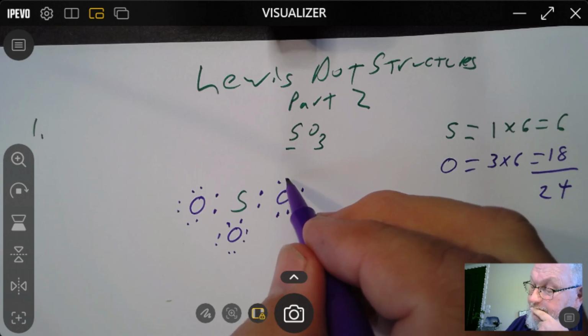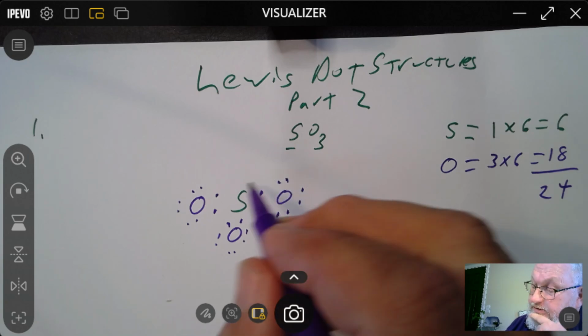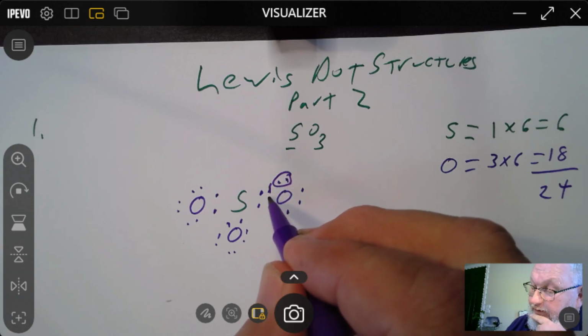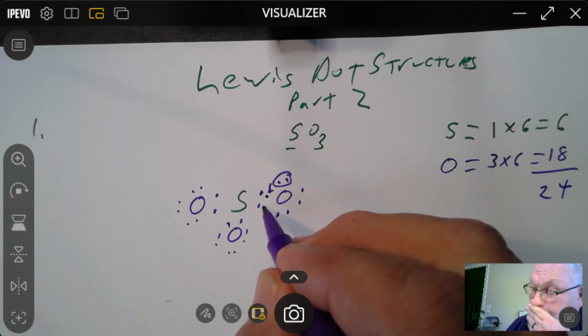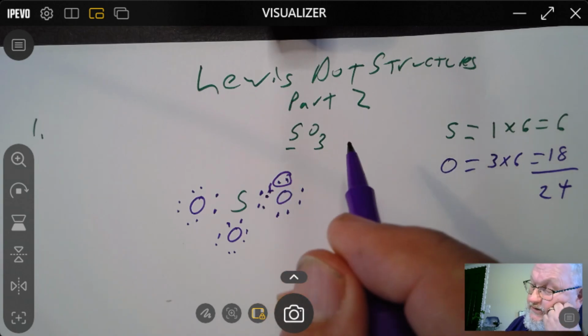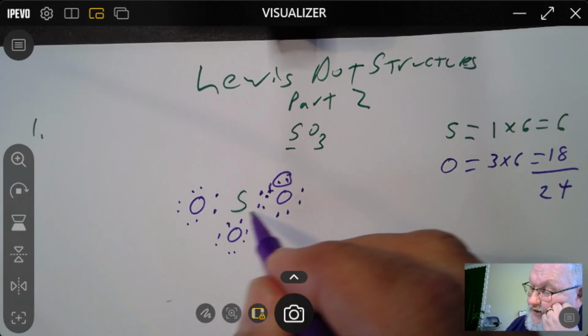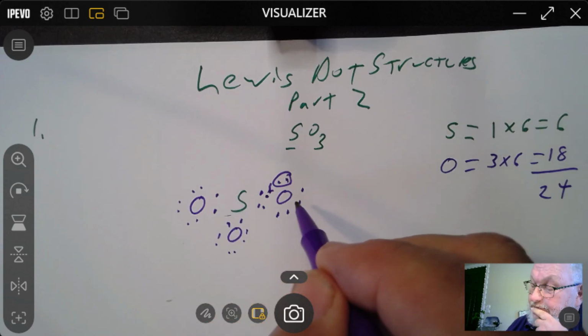So let's see. We need to have 8. So let's take that pair and put it right there. So that oxygen has 8. That has 8. That has 8. And now sulfur has 8.